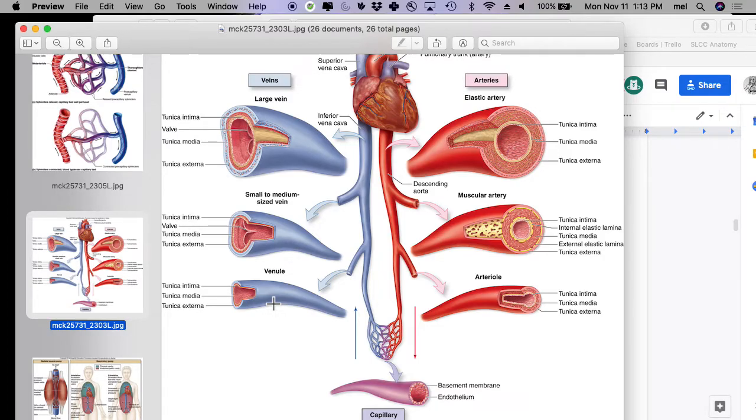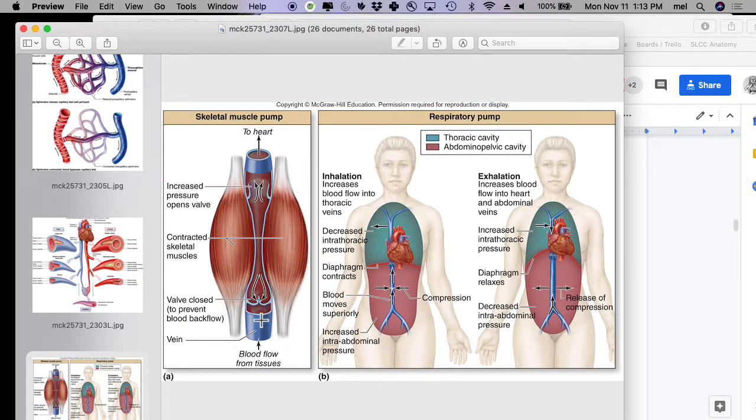And that has some limitations because when they're lower pressure, it's hard to get blood to go through them without backflow, right? So a lot of veins, and not all of them, to prevent backflow will have valves in them, okay?